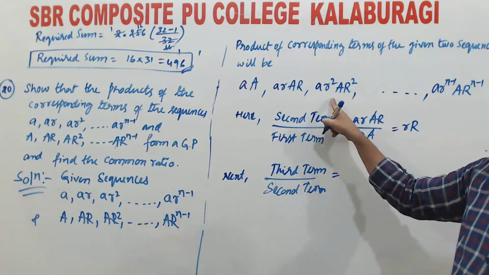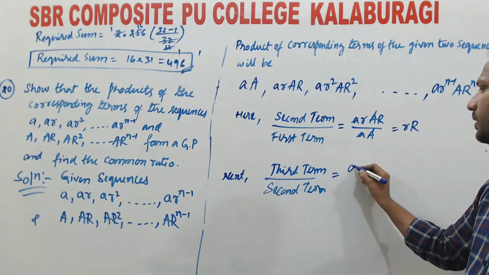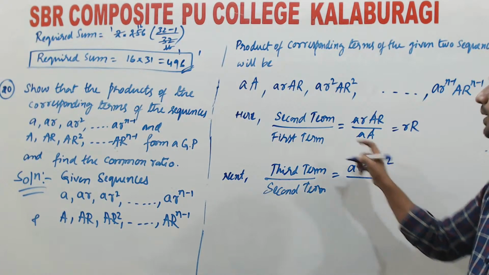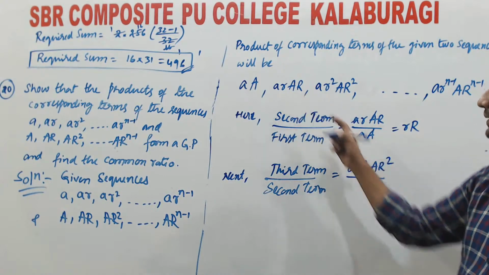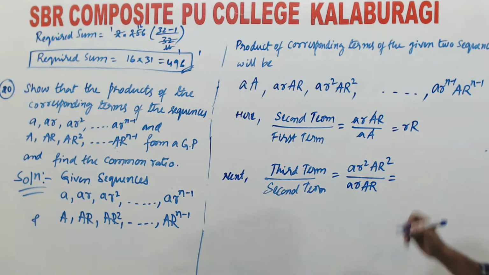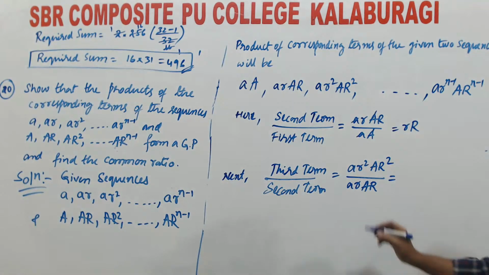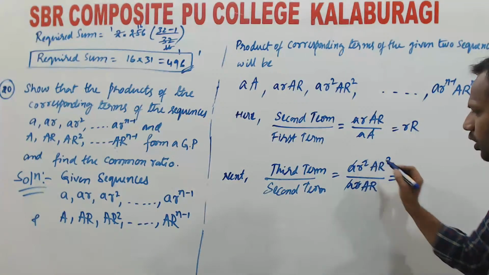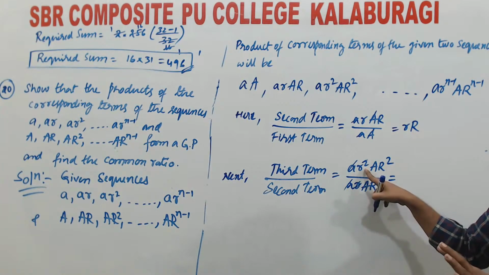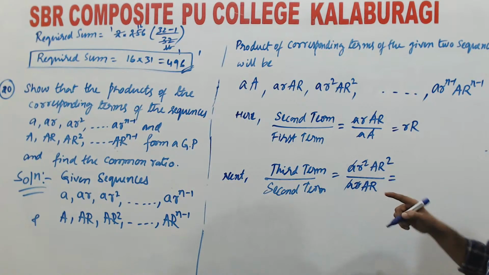What is the third term, students? Third term is AR square, capital AR square, divided by the second term. Third term by second term: AR, capital AR. Right? Now what gets canceled here? A gets canceled. One time of small r gets canceled. It is actually r square. One time of r gets canceled. One r remains in the numerator.